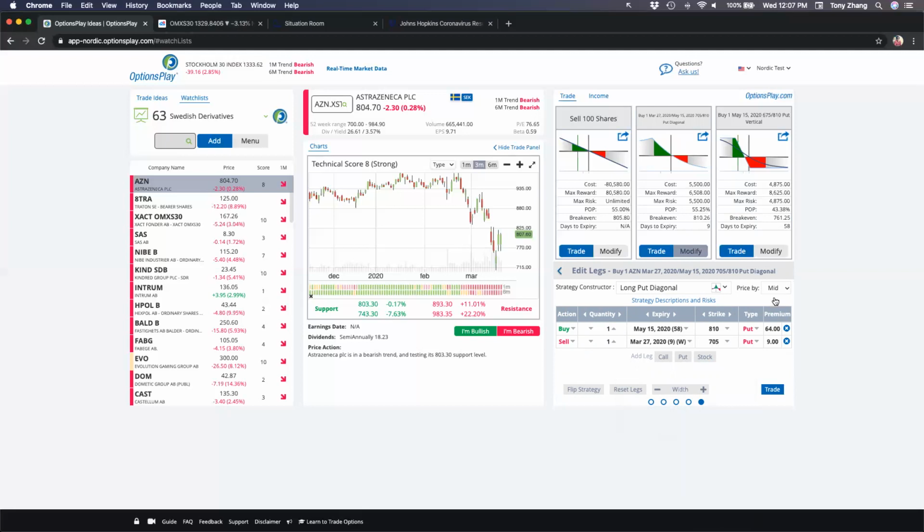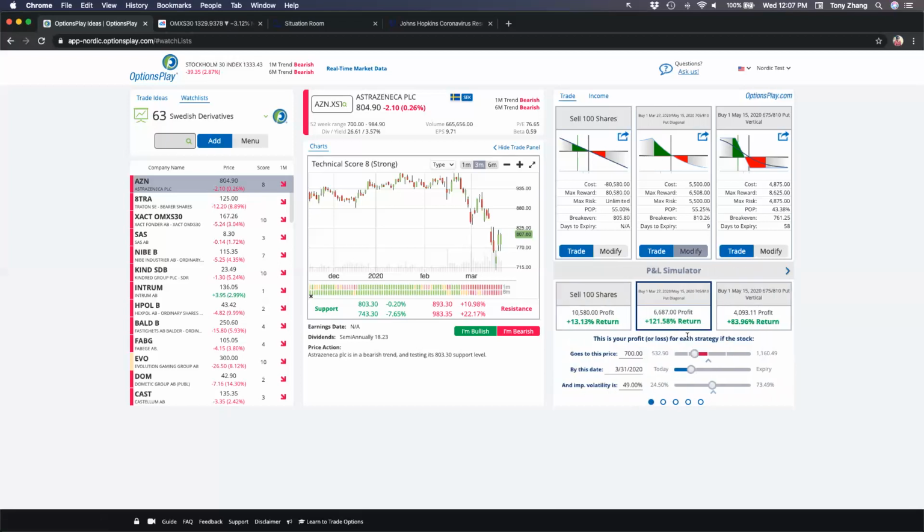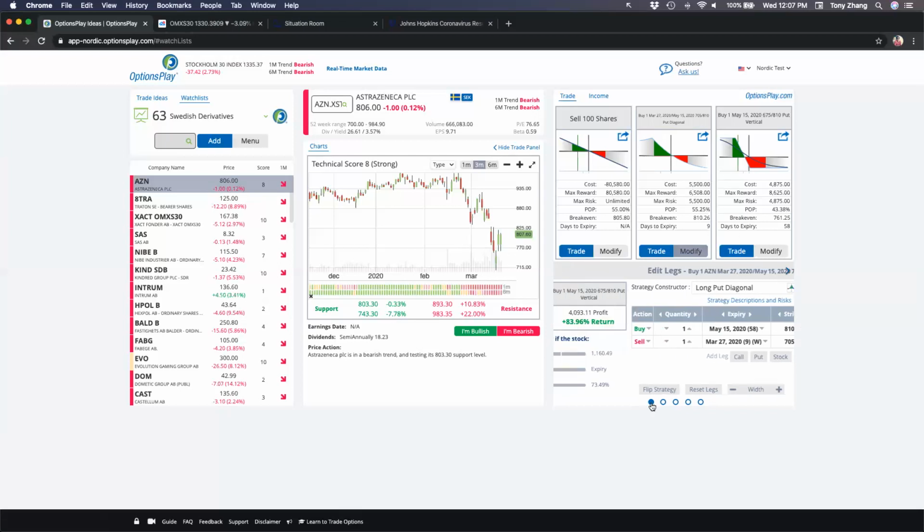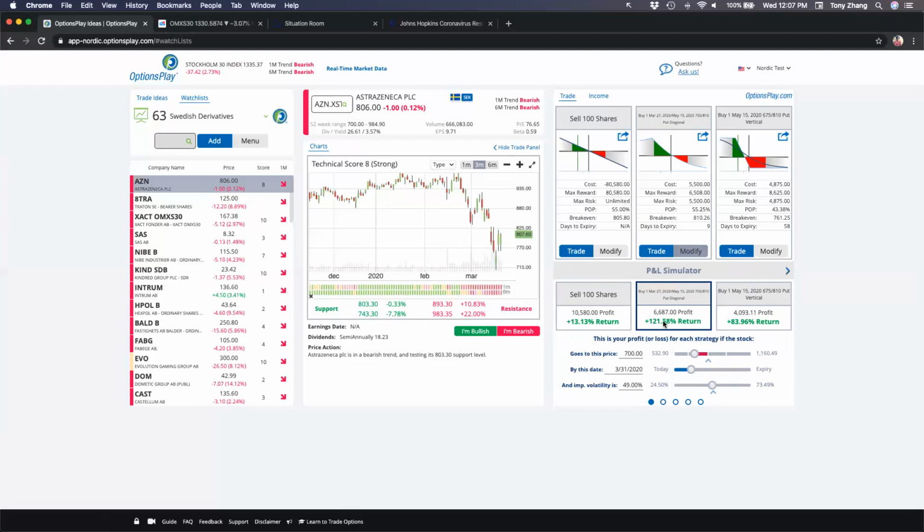So you're basically selling something that has a very low probability of being in the money, collecting 9 crowns, which offsets the cost of your trade by 64 crowns. So if the stock does go down to 700 crowns by the end of March, you're looking at about 121% return because you've reduced your cost from 64 crowns now down to 55 crowns. And that increases your return from around 80% to about 121%. So I'm just showing you these examples to give you an understanding as to how you can utilize options to your benefit in this particular market environment.